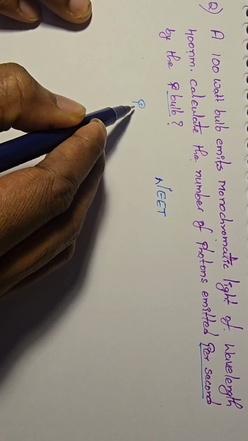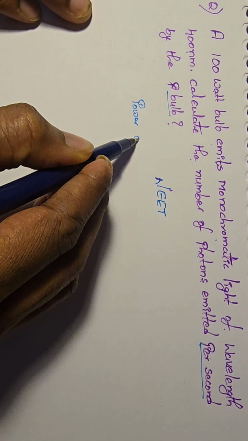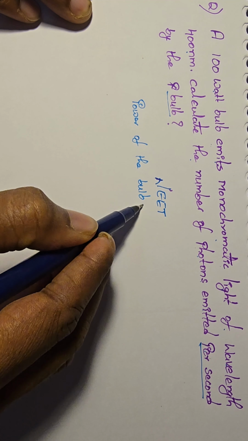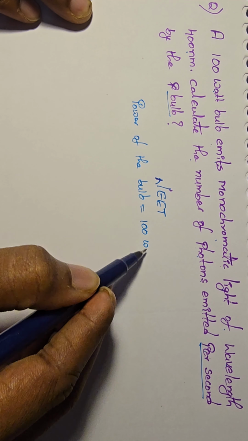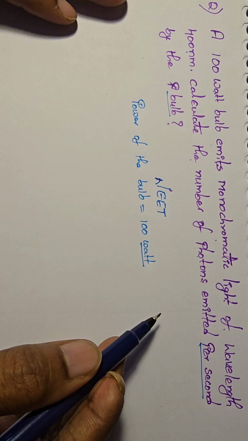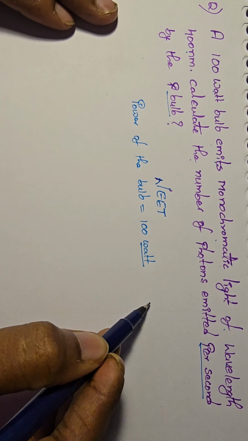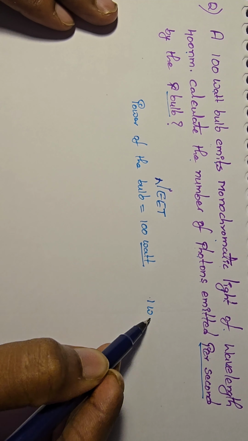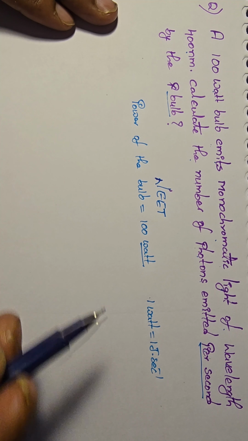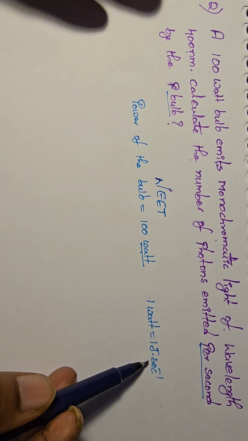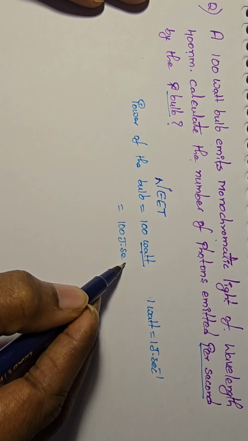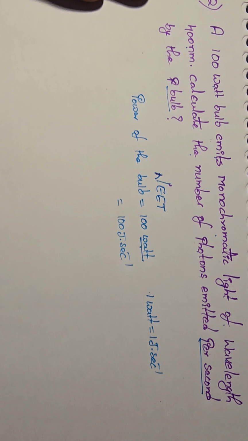Here, the power of the bulb is given as 100 watts. You know the watt conversion: 1 watt is equal to 1 joule per second, that is joule second inverse. So in place of watt, we replace it with this unit: 100 joule second inverse. This is the power of the bulb, given in the question.